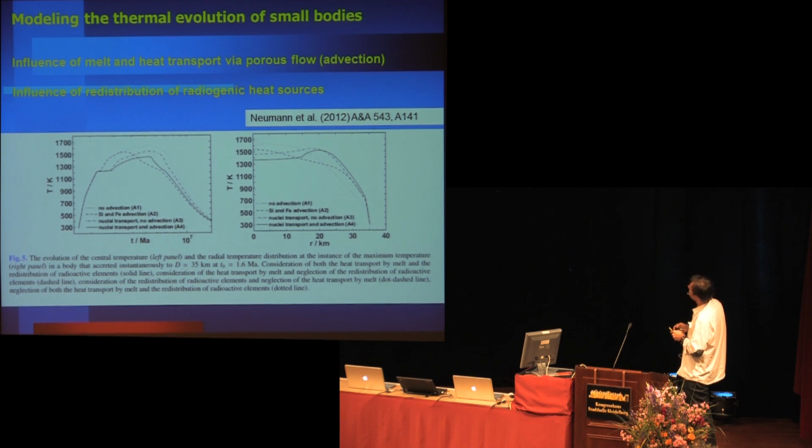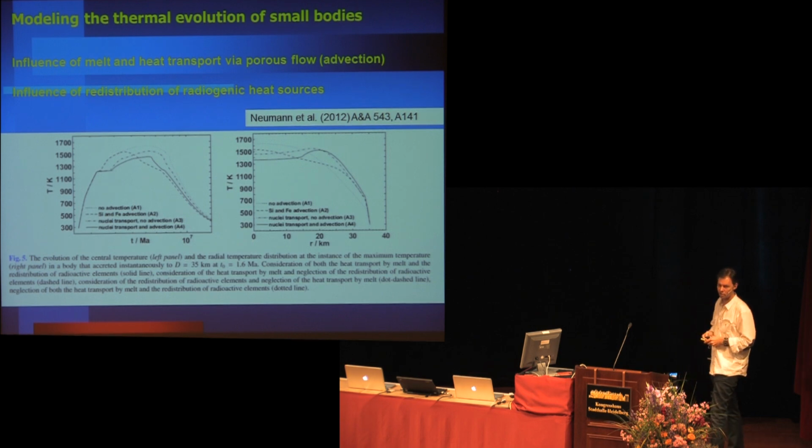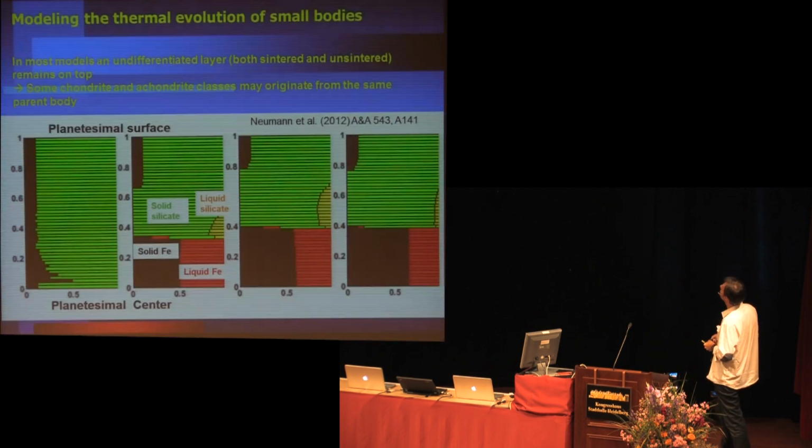Okay, if you consider that melt and heat is transported, then you have a model like this. You see that the maximum temperature is not so high, and that the heat is more distributed towards the surface, and the more steep gradient is closer to the surface. If you take into account both effects, then you have this curve. And here you see, for example, that the maximum metamorphic temperature is not reached in the center of the planetesimal here, but rather in the silicate layer, where aluminum-26 is concentrated. So this indeed makes some difference.